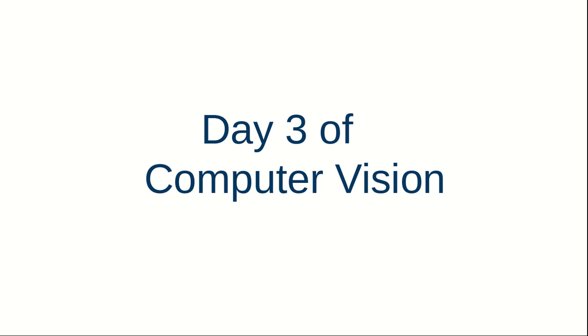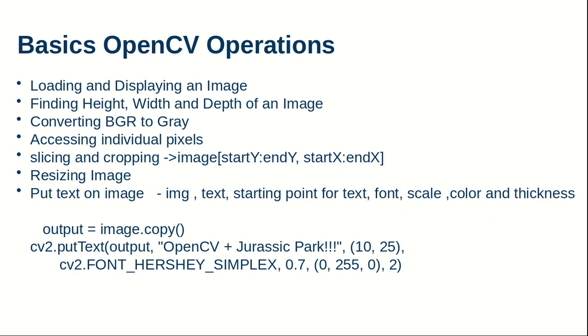Today we will look at the basic computer vision operations like how to load and display an image. After that, finding height, width and depth of an image, converting the image from BGR to gray. After that, accessing individual pixels and slicing and cropping. And the important one is how to put text on an image.